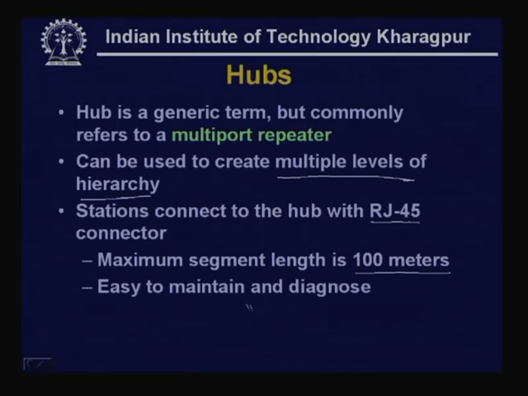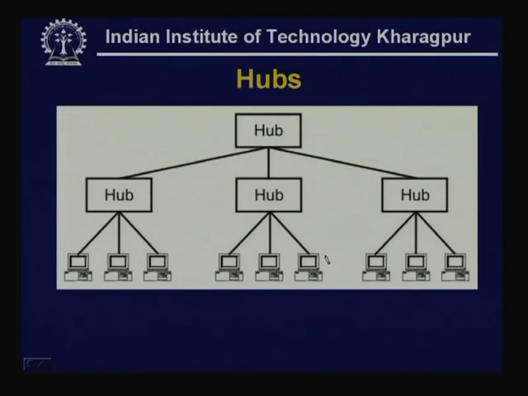So, it is easy to maintain and diagnose, that means fault detection is easy. That is why this type of topology is becoming more and more popular. Here you see you have got a hub at the upper level. So, this is connected to 3 different ports. Here, although it is shown that it is connected to a single port, usually essentially a hub has got multiple ports.